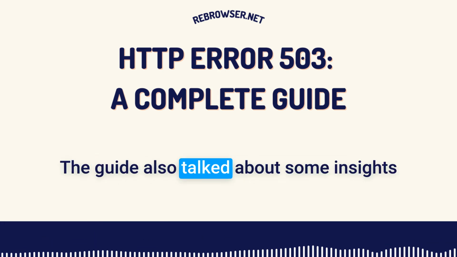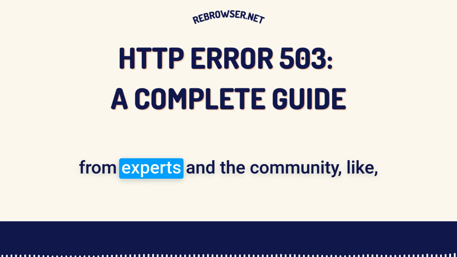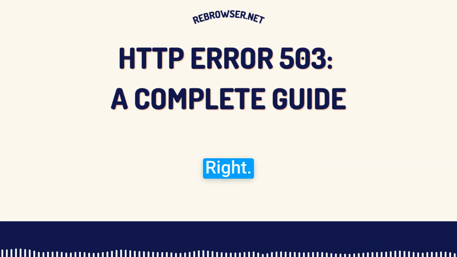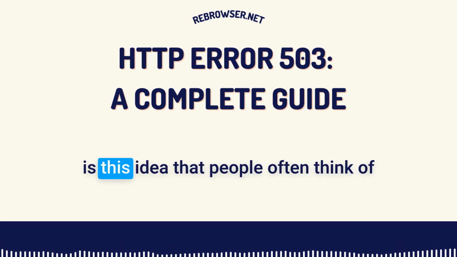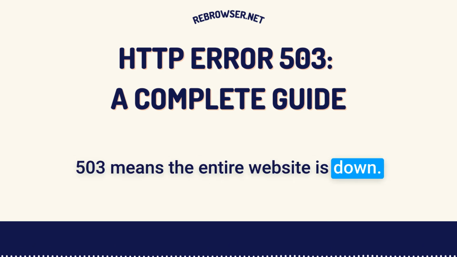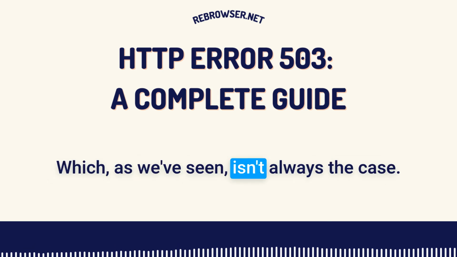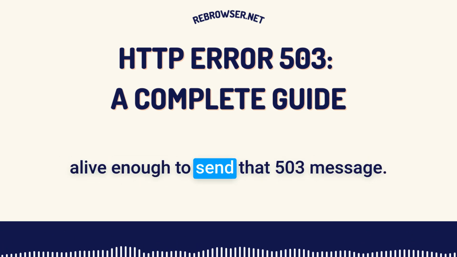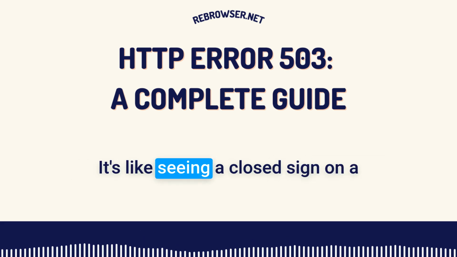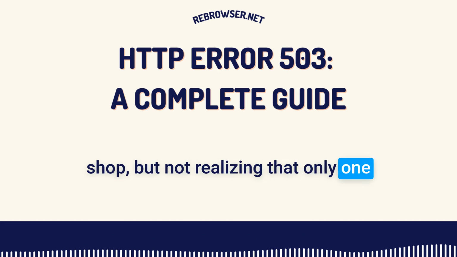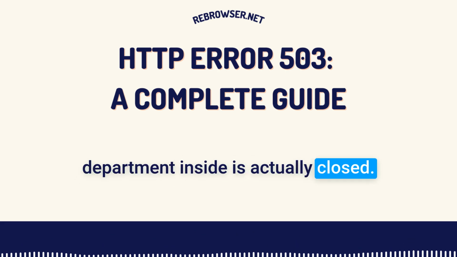The guide also talked about some insights from experts and the community, like kind of how people think about 503 errors. Right. And one of the big things that came up is this idea that people often think a 503 means the entire website is down. Which, as we've seen, isn't always the case. Right. The server might be struggling, but it's still alive enough to send that 503 message. It's like seeing a closed sign on a shop, but not realizing that only one department inside is actually closed.